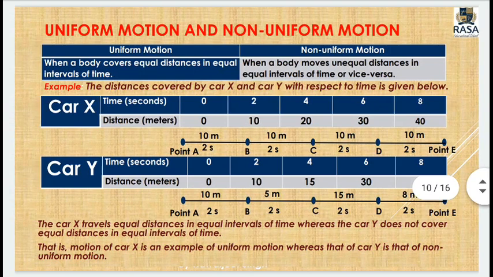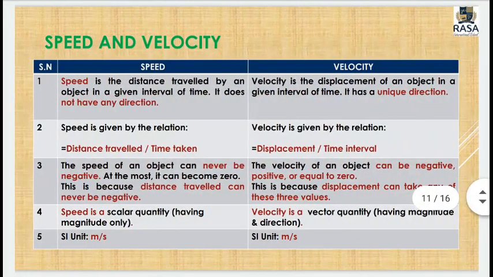So uniform motion is a motion when the object covers equal distance in equal intervals of time, and non-uniform motion is when an object moves unequal distance in equal intervals of time, or vice versa, that means equal distance in unequal intervals of time. So at last we can conclude that car X travels equal distance in equal intervals of time, whereas car Y travels unequal distance in equal intervals of time. So car X is an example of uniform motion, whereas car Y is an example of non-uniform motion.